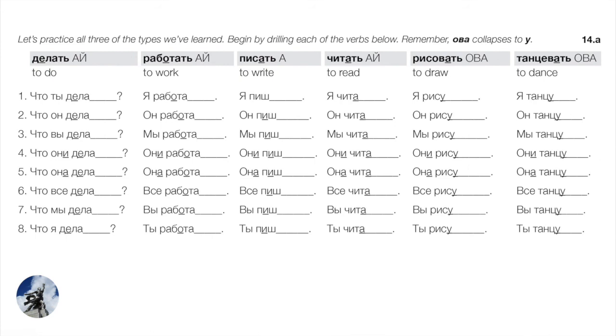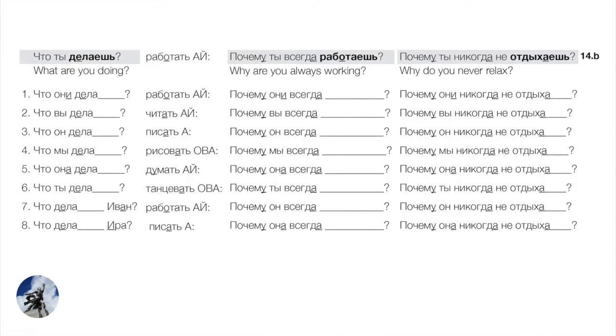Okay, let's do one more exercise. We have 3 columns here, right? Well, let's look at the examples. Что ты делаешь? What are you doing? Okay, now the second column, we're going to get different verbs in each example, right? Let's take работать and fill in the right form. Почему ты всегда работаешь? Why are you always working? Всегда means always. Почему ты никогда не отдыхаешь? Why do you never relax?